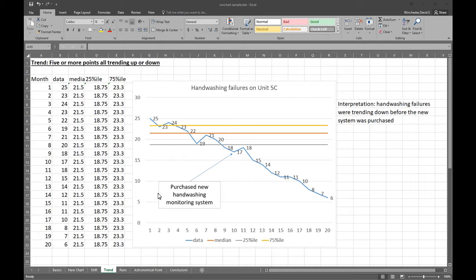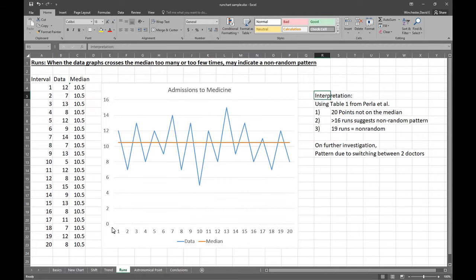Okay, so in this third and final video, we're going to talk about two more rules for analyzing run charts and then wrap up with some conclusions. In the first video of this, we talked about basics of run charts. We talked about how to create a run chart within Excel or a piece of spreadsheet software. In the second video, we talked about the shift and the trend as two of the statistical rules you can use for interpreting run charts. And now we're going to move on ahead to the next rule, which is runs.